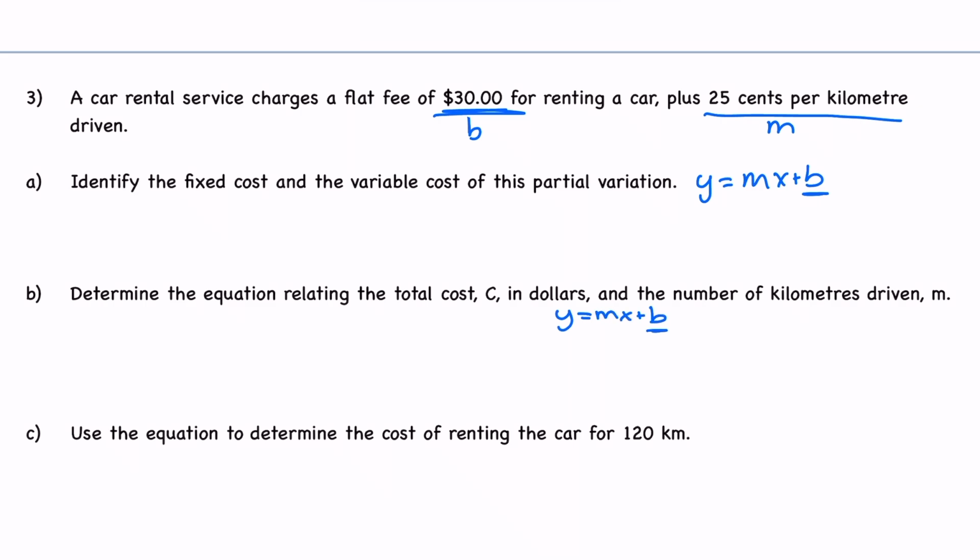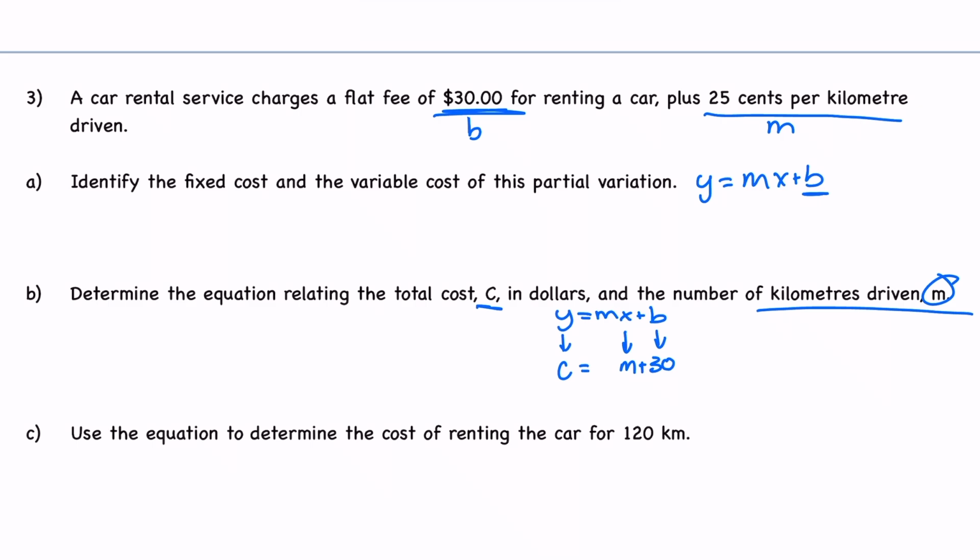We know that our B is $30. Our cost is the thing that depends on how far we drive. So our cost is our dependent variable. So our cost would be our y. And our cost depends on the number of kilometers driven, M. So M is going to be our independent variable. It's going to be the thing that we plug in to see what our cost is going to be for 1 kilometer, 2 kilometers, etc.